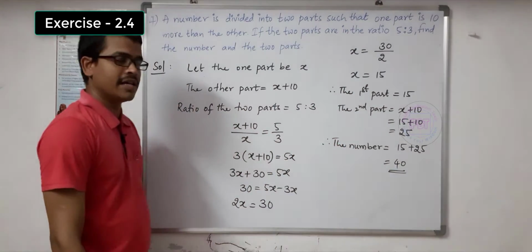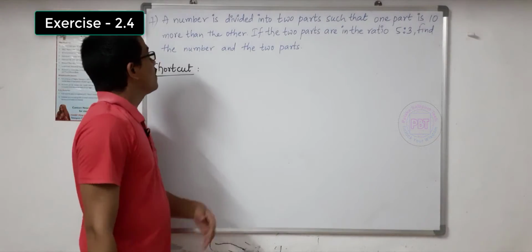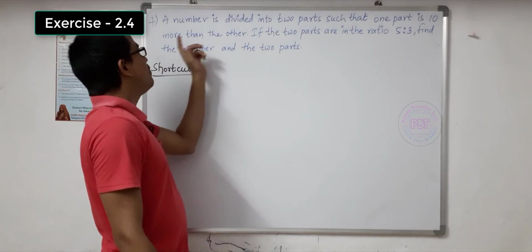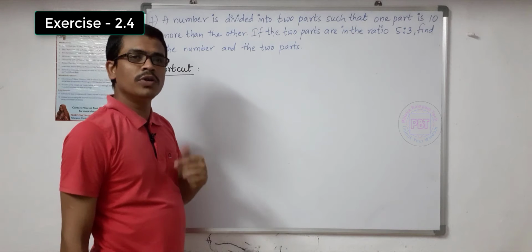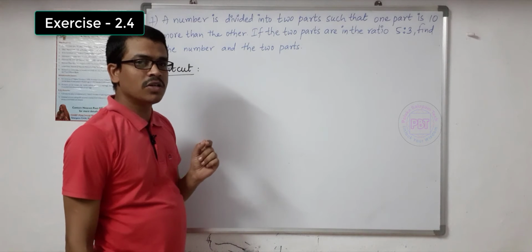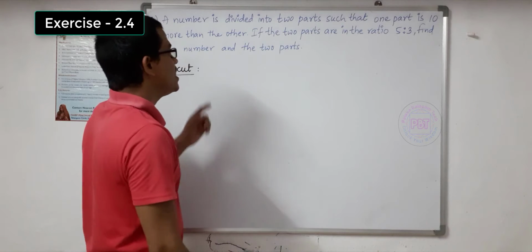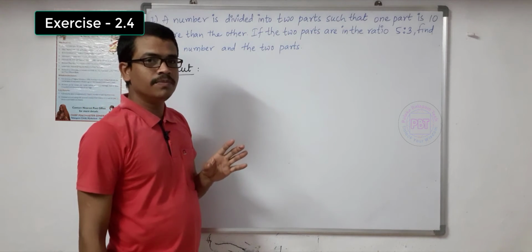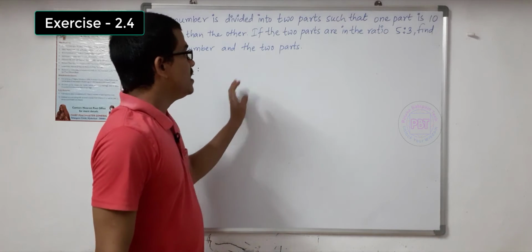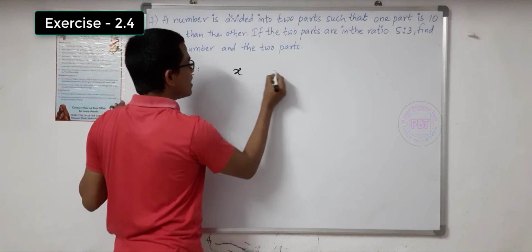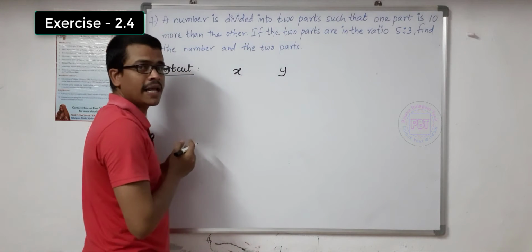Isn't it? Yes. If you observe here, a number is divided into two parts, in that one part is 10 more than the other. How do you know that one part is 10 more than the other? By doing the subtraction, no? So it is nothing but the difference between the two parts is given as 10 here. If you observe, the difference between the two parts is 10. First part as x and the second part as y I am taking.